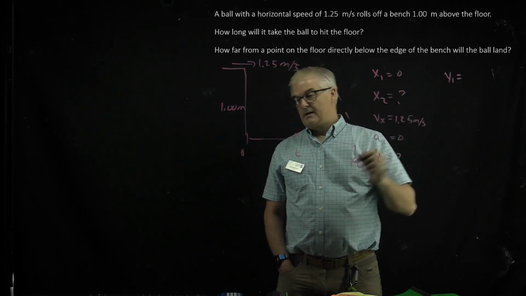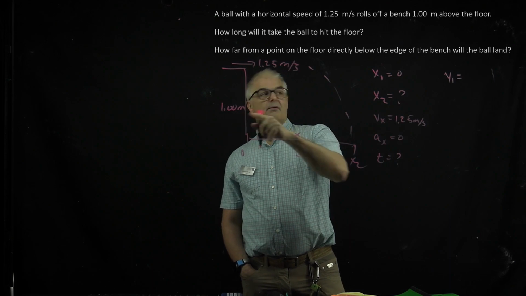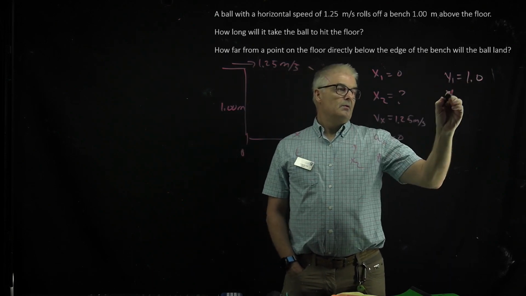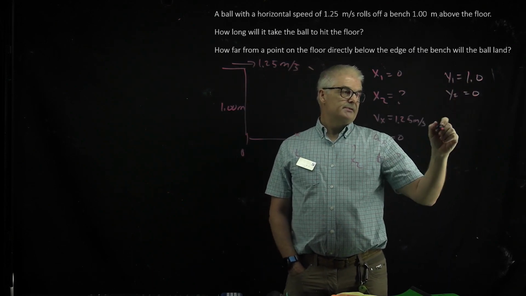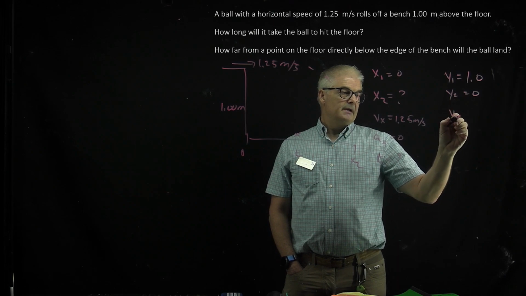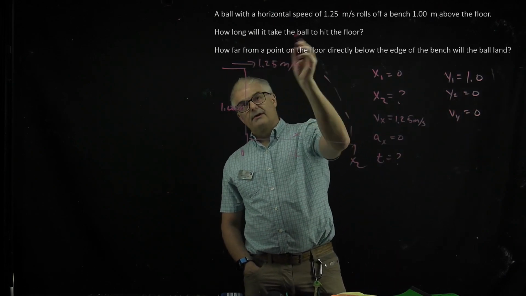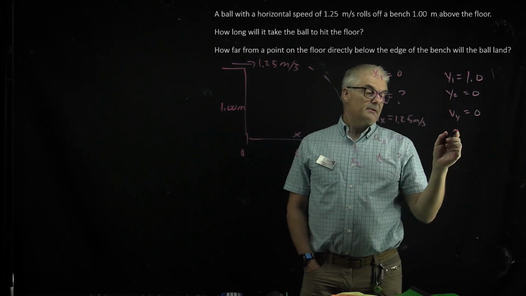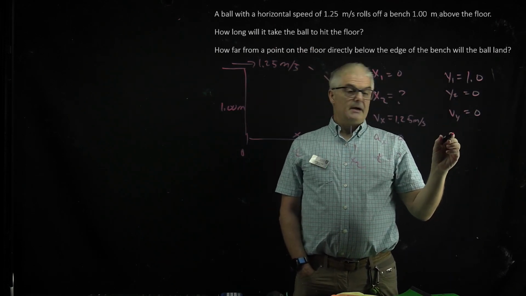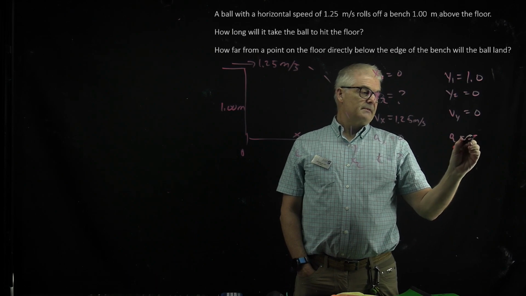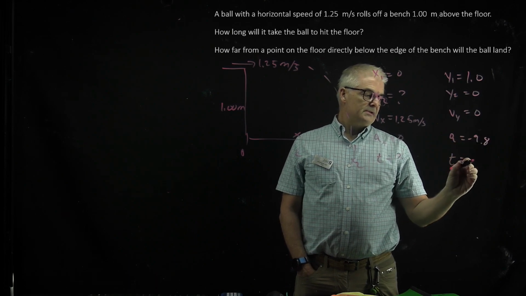And then y1. All right, so y1, it's starting at 1 meter, right? y2, it's going to land at 0 meters. Vy equals 0 because it's only a horizontal throw. Some problems, next problem in fact, will have a Vy where that changes. Acceleration is negative 9.8, and t is question mark.